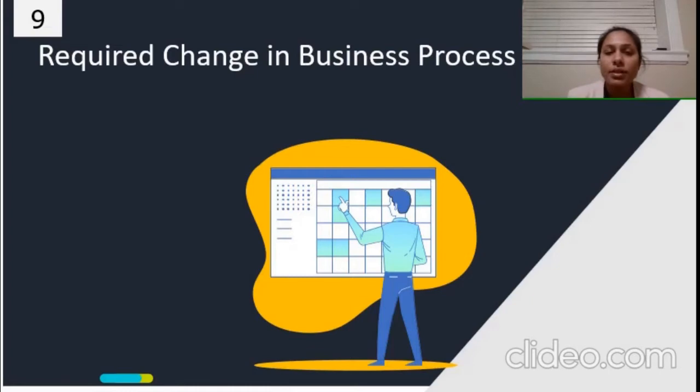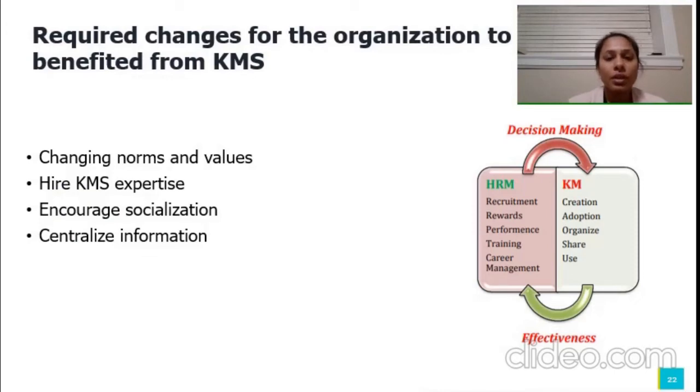Let's see what the required change in business processes regarding the KMS is. Okay. In order to gain more benefits from KMS, organizations need to change their norms and values, hire KMS expertise, encourage socialization, and also centralize their information. For example, if we take the HR department, KMS can apply to every component and activity in the HR department.